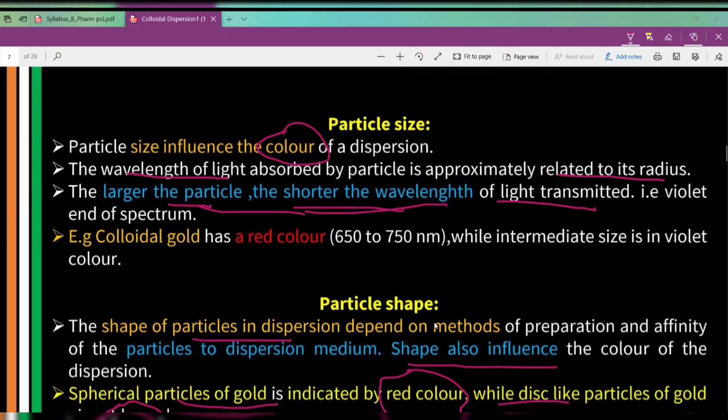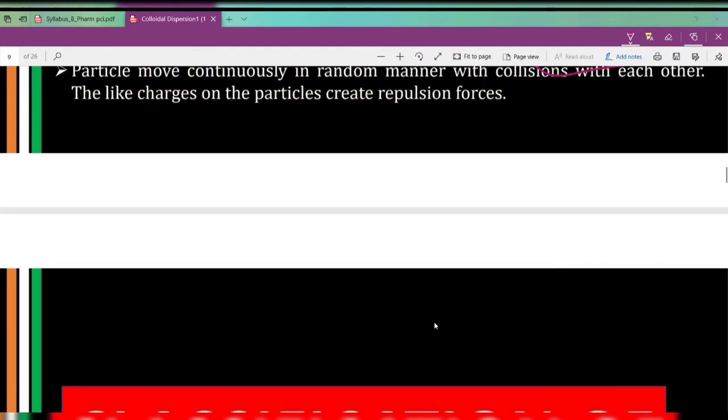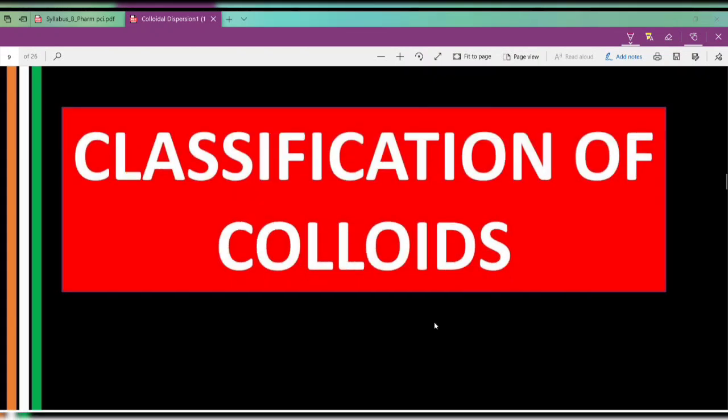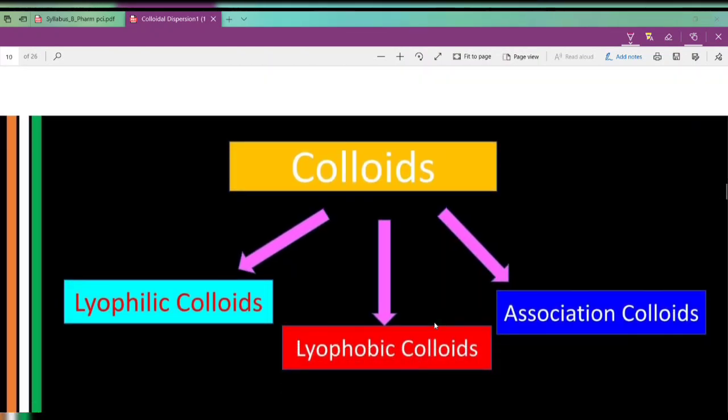After that, I will give you a little bit of idea regarding the classification of colloids. Classification of colloids can be done depending on different criteria. Now, depending upon the solvent system, how can we classify the colloid? Here one terminology is lyophilic, lyophobic. Don't get confused between the term lipophilic and lyophilic, because it is a completely different thing. Lipo means lipid, but lyo means solvent.